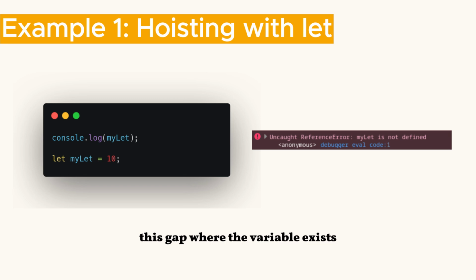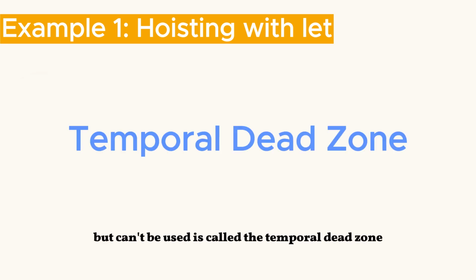This gap, where the variable exists but can't be used, is called the temporal dead zone. It's JavaScript's way of protecting you from using variables before they're fully initialized. So, in short, using let and const can help avoid hoisting-related issues that might cause bugs.